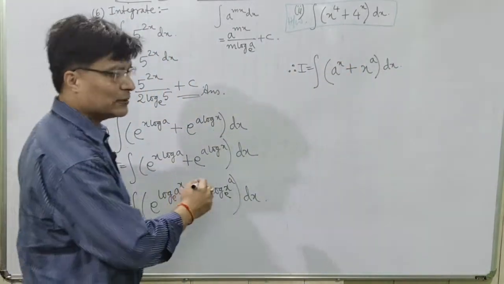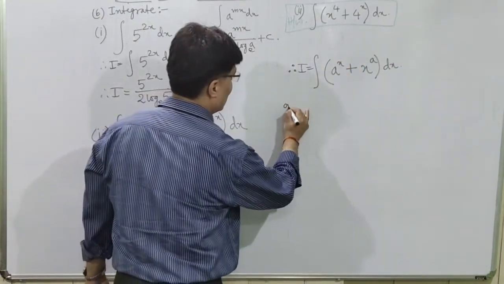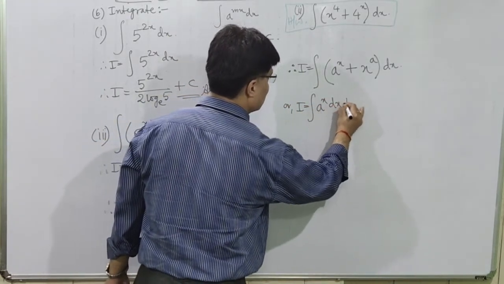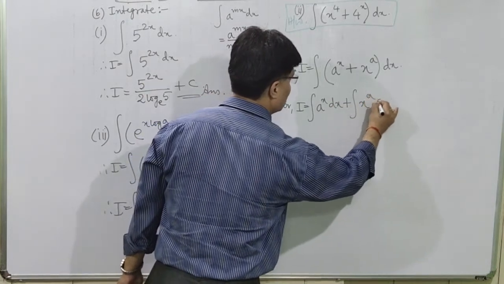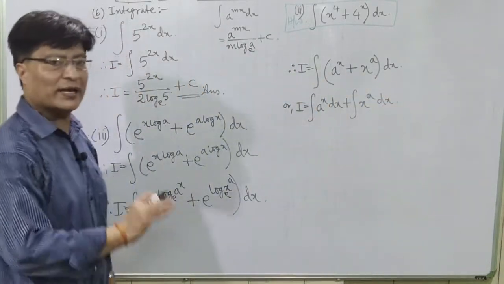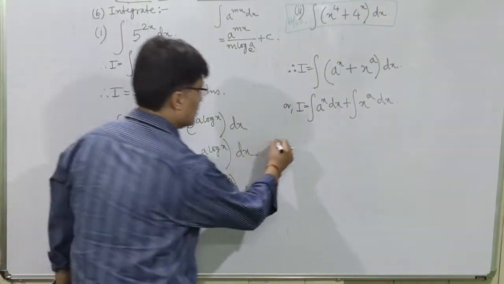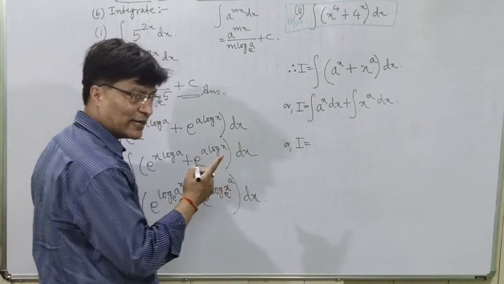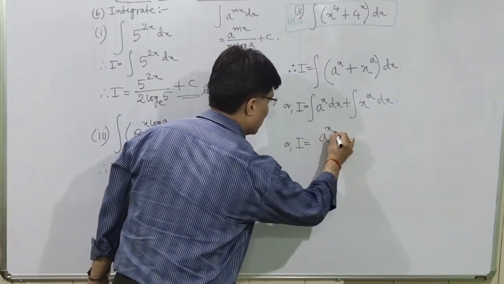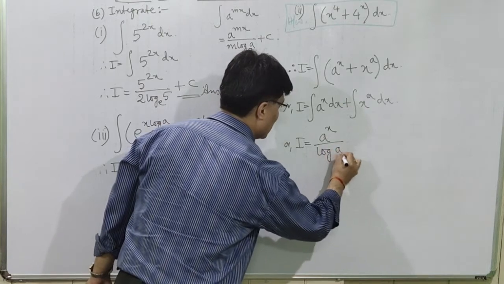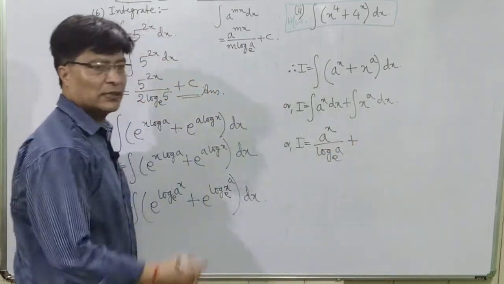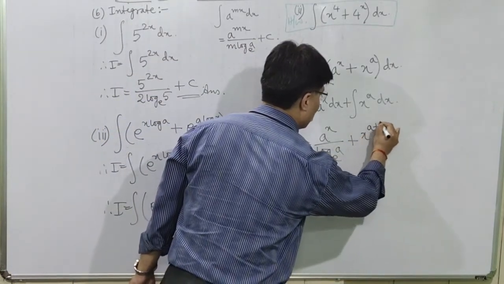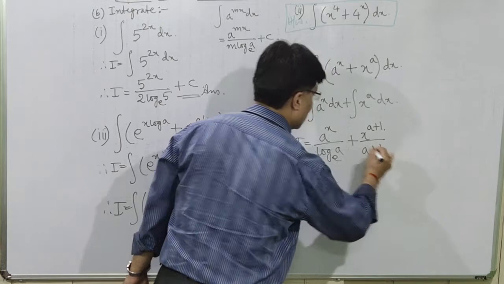Okay, now we can separate the terms and then integrate, or I is equal to integration of a to the power x dx plus integration of x to the power a dx. Now we are separating the terms, right? So or I is equal to, what is integration of a to the power x? You know that it is a to the power x divided by log a base e, plus. So what is integration of x to the power a? It is x to the power a plus 1 divided by a plus 1.